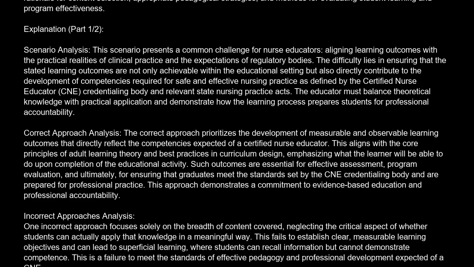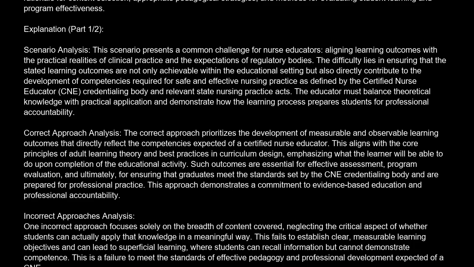Explanation. Scenario analysis. This scenario presents a common challenge for nurse educators, aligning learning outcomes with the practical realities of clinical practice and the expectations of regulatory bodies. The difficulty lies in ensuring that the stated learning outcomes are not only achievable within the educational setting, but also directly contribute to the development of competencies required for safe and effective nursing practice as defined by the Certified Nurse Educator, CNE, credentialing body, and relevant state nursing practice acts. The educator must balance theoretical knowledge with practical application and demonstrate how the learning process prepares students for professional accountability.